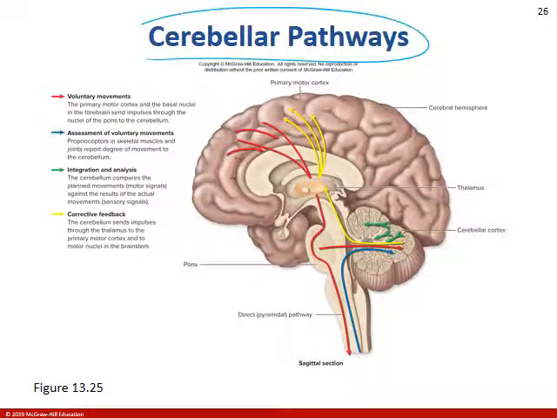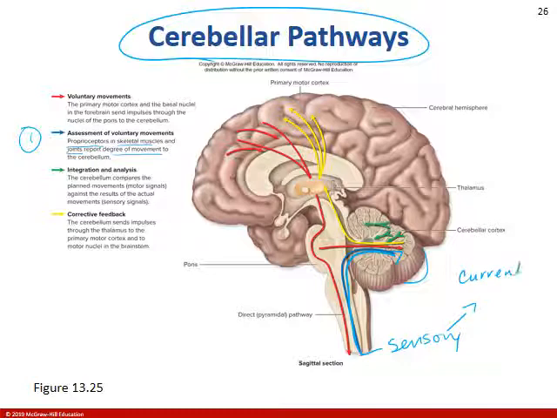Cerebellar pathways are really interesting. So let's start with the blue line here. The first thing that happens, you have proprioceptors in your skeletal muscle and in your joints reporting the degree of movement. Is the muscle contracted? Is it relaxed? What's the state of the muscle tone? So basically all the sensory information about a muscle or a joint is constantly being sent to the cerebellum. I think of this as my current situation. That's what my cerebellum is recording.